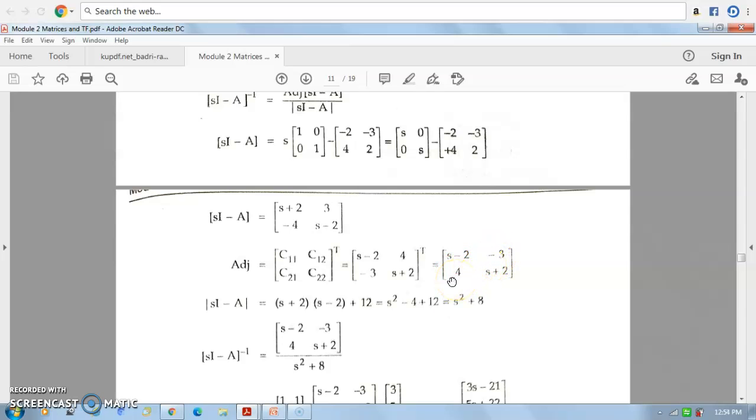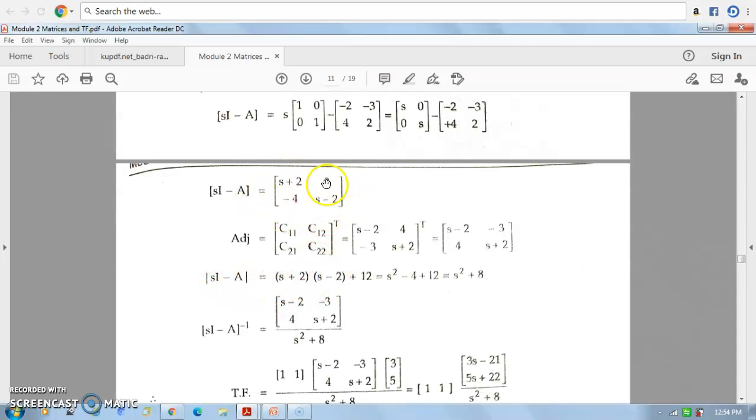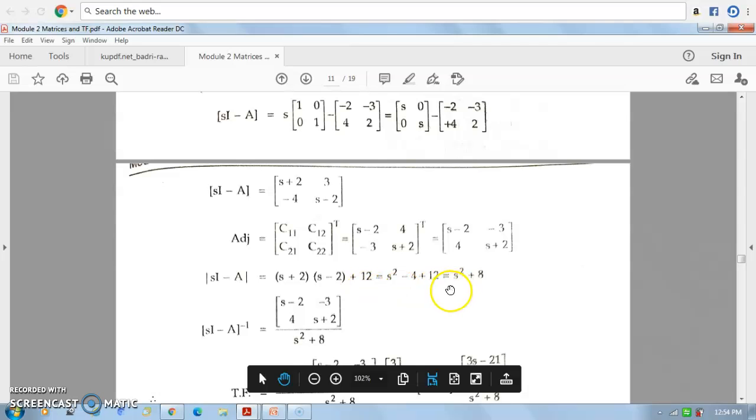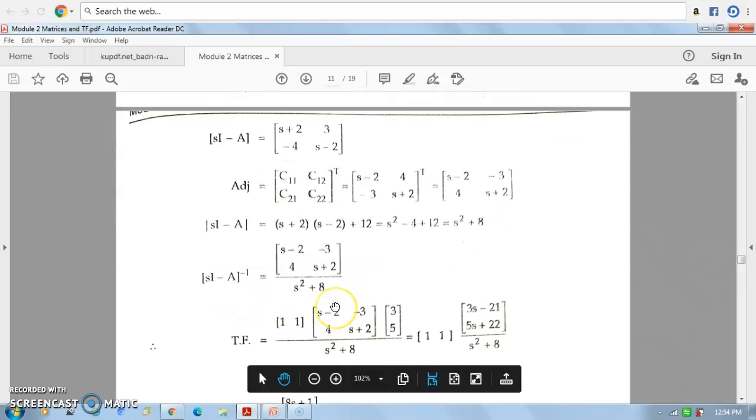Next, the determinant of sI minus A. For the determinant, this is the matrix, so cross multiply. That is your determinant: s plus 2 into s minus 2, and minus 4 into 3. Like this you have to do, and you will get the determinant. So the adjoint of sI minus A divided by the determinant is your inverse. This is (sI minus A) inverse, right?